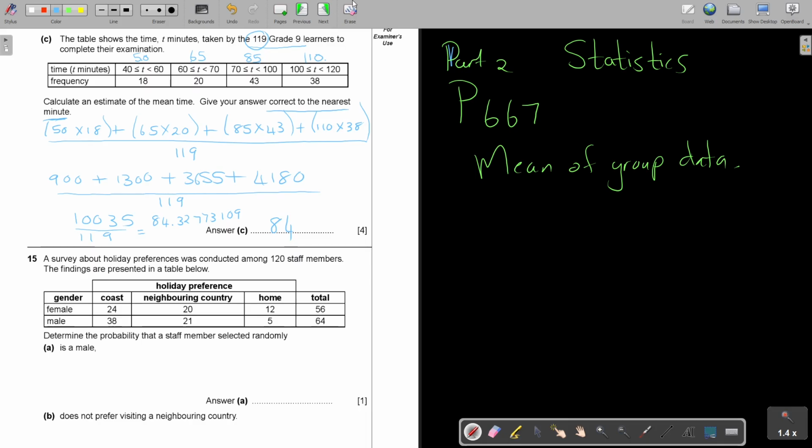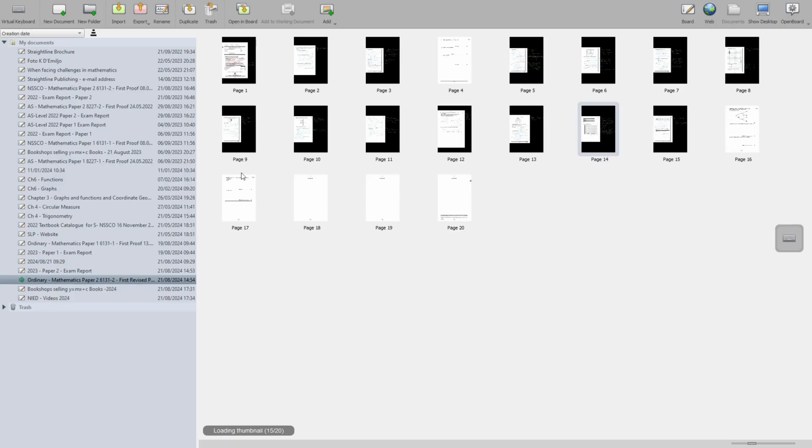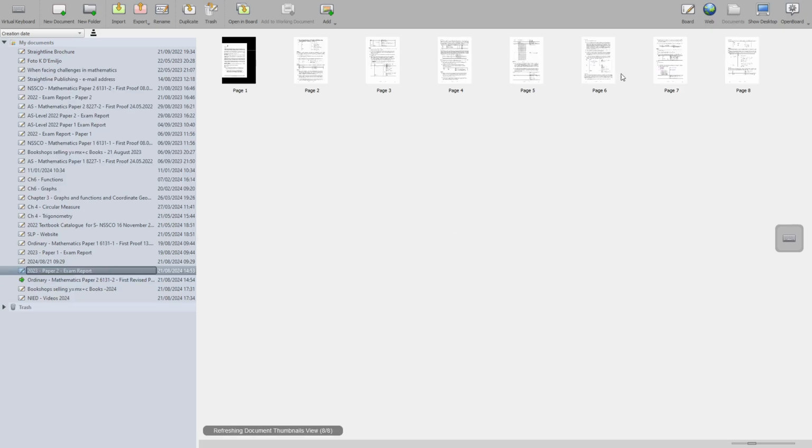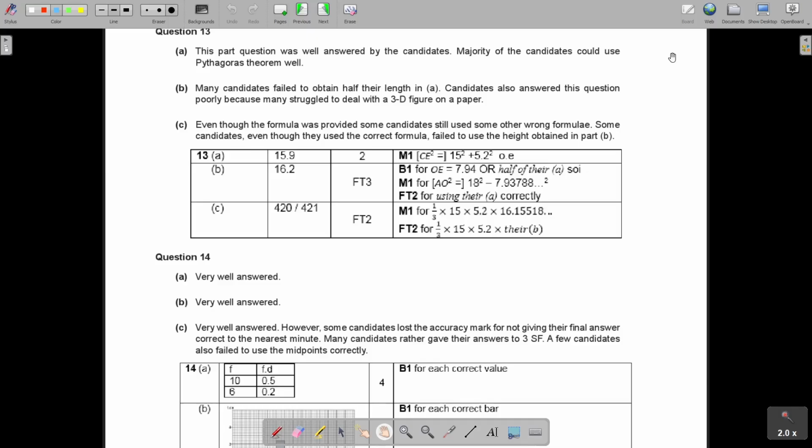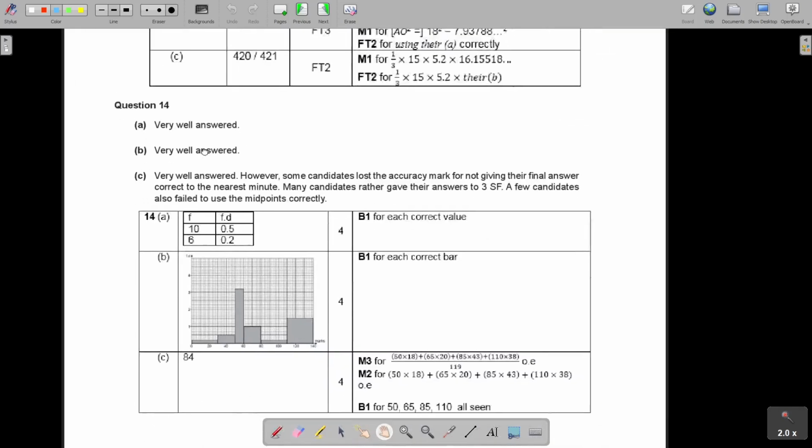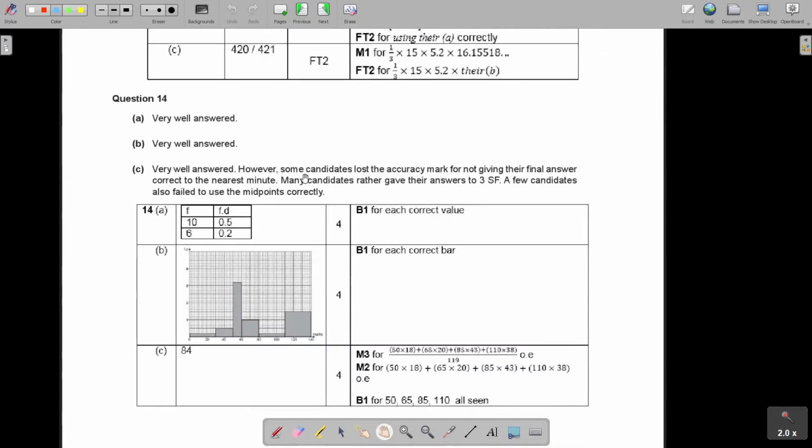But let's go to the examination report. And let's just see here what they're saying. Okay, so very well answered. However, some candidates lost the accuracy mark for not giving their final answer correct to the nearest minute. Many candidates rather gave their answer to 3 significant figures. A few candidates also failed to use the midpoints correctly. So really, it's score marks. Make sure you can do this kind of questions.